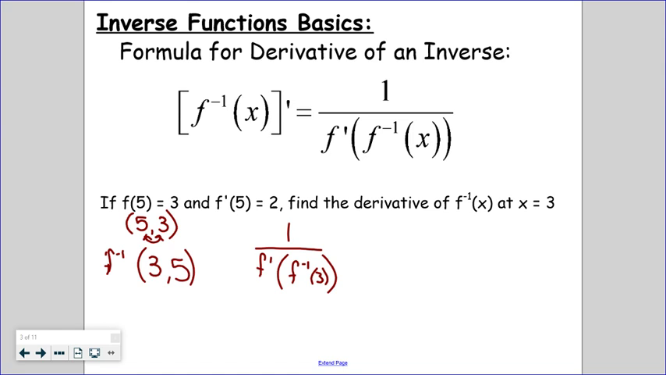And I just figured that out. Our inverse is going to have a value of 5 at 3. So now I can replace this with 5. And they told us what that is. F prime of 5 is 2.